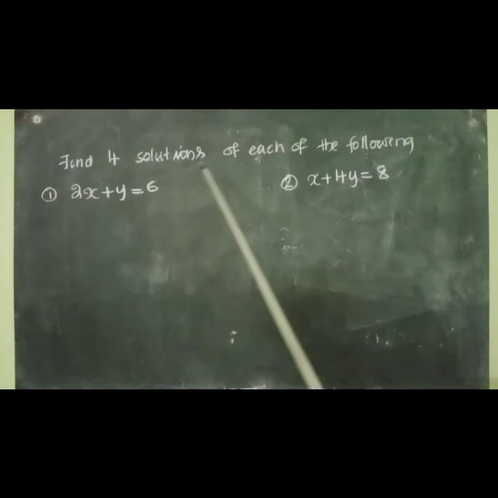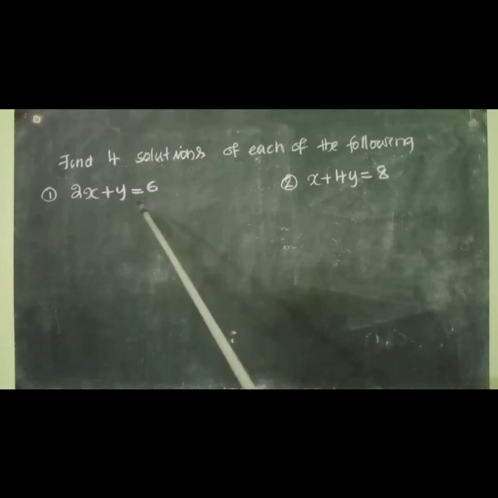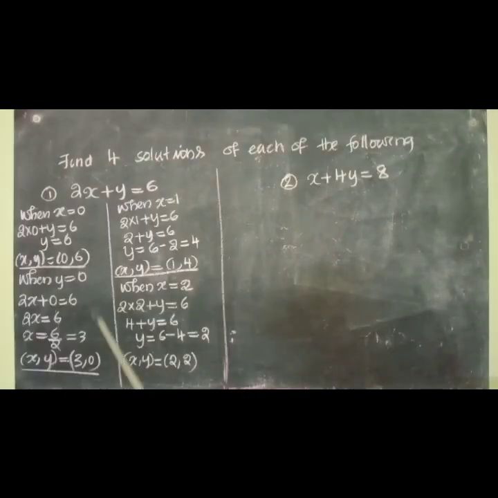Next question, find 4 solutions of each of the following. x plus y equal to 6, first question. Second question, x plus 4y equal to 8. We have studied how to find out the solutions of linear equations in two variables. All of you find out it. So I found 4 solutions for the first equation.